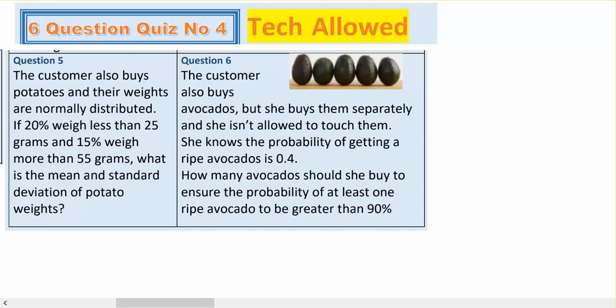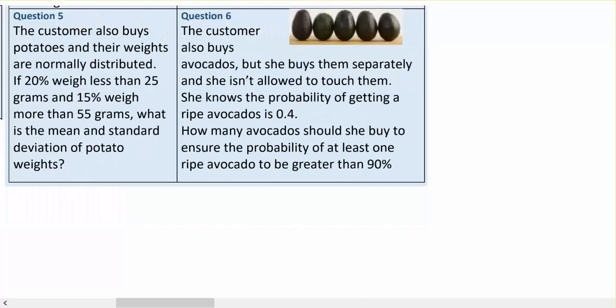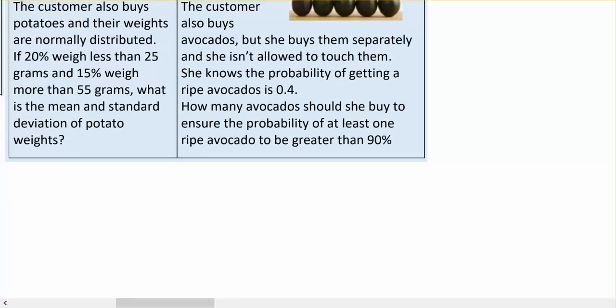This is for mathematical methods. It's a 6-question quiz number 4, question number 5. Okay, so the customer also buys potatoes, so it's now totally changed. We're now about potatoes, and their weights are normally distributed. 20% weigh less than 25, and 15% weigh more than 55. Find the mean and standard deviation.